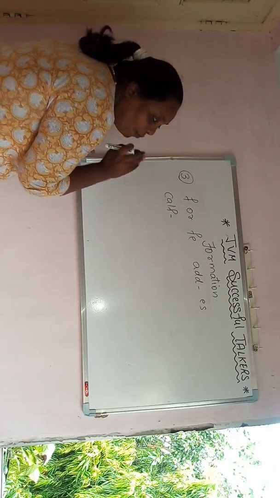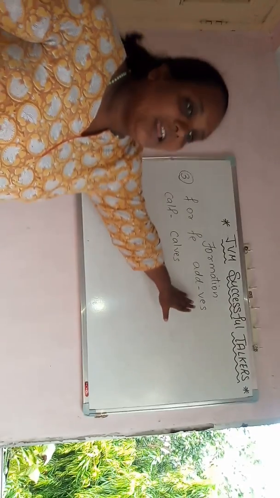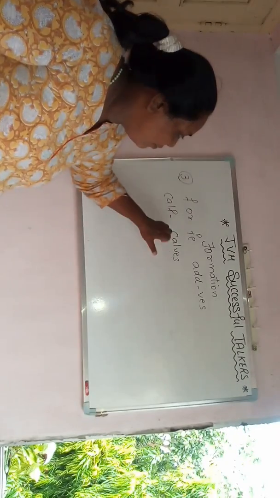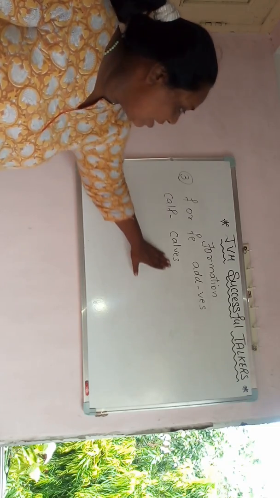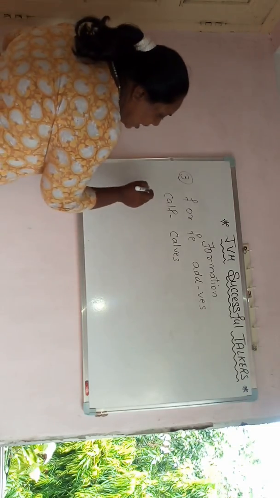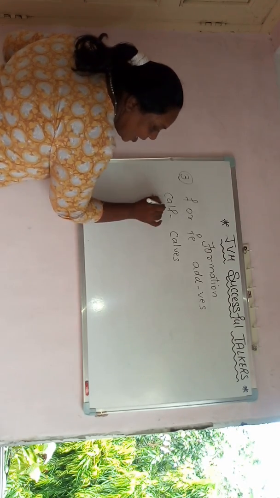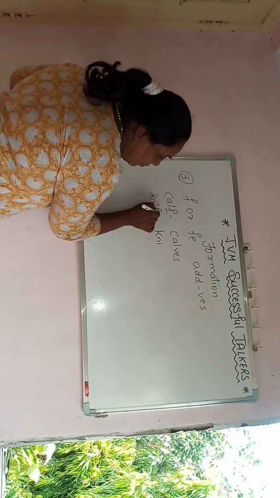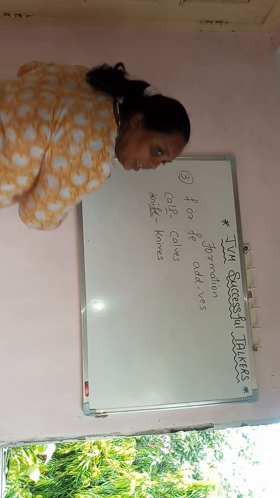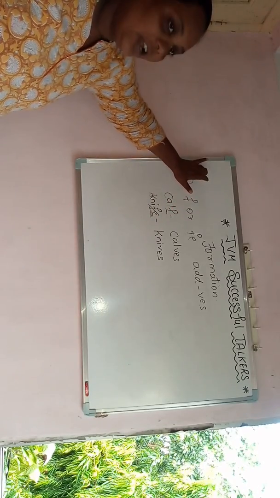So calf, calves. Then knife. Here f is there, and we will cancel that f and e, and we will add ves. Understood students? This is a simple form: the first one is to add s, the second one is to add es, and the third one is for f or fe. Now the fourth one.